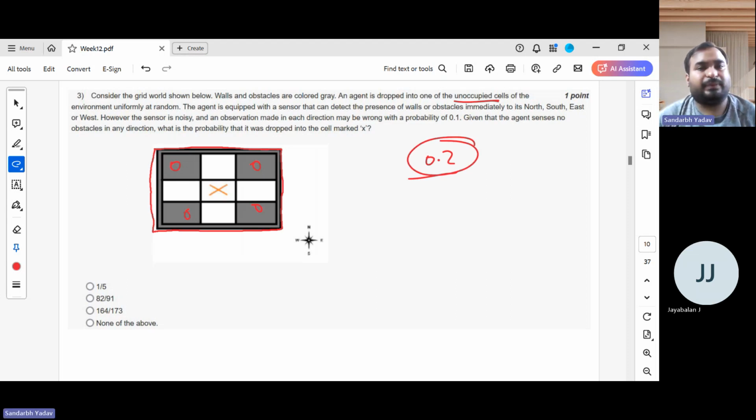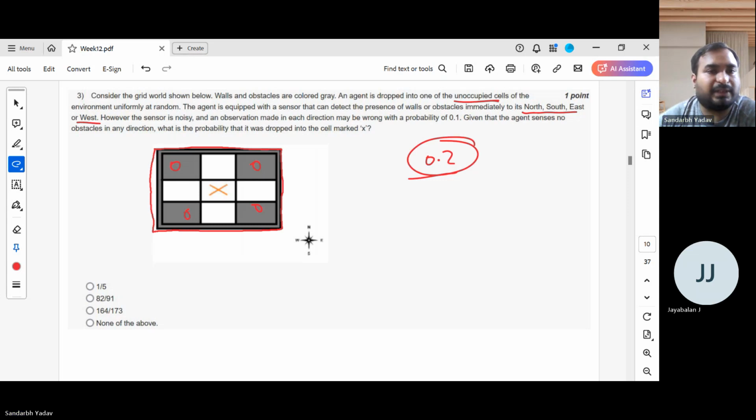The agent is equipped with a sensor that can detect the presence of walls or obstacles to its north, south, east, and west. So in the four cardinal directions, it can detect the presence of walls or obstacles, and only the immediate ones. It cannot detect an obstacle one step further. The immediate one it can detect.